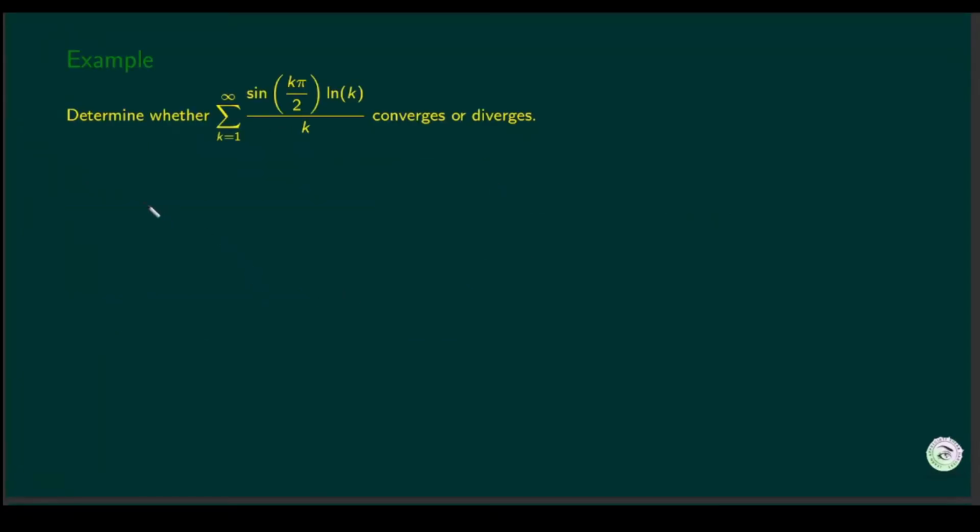Let's look at another example. We have to determine whether this series converges or diverges. By the look of it, one might not think this will go for the alternating series test, but if you pay a little bit of attention to this term, it kind of oscillates, no? So let's look at a few terms to get a better grip.